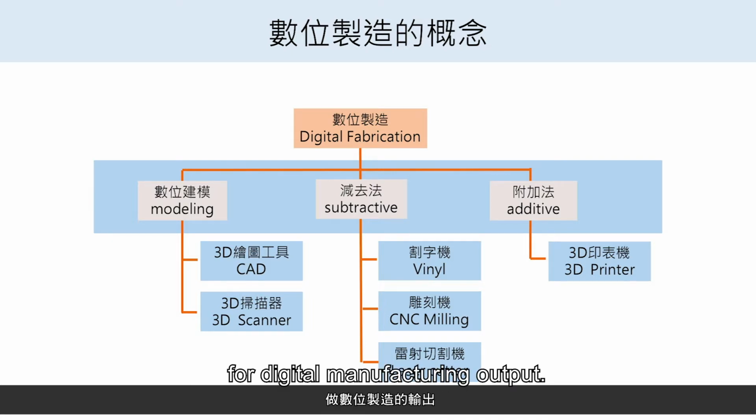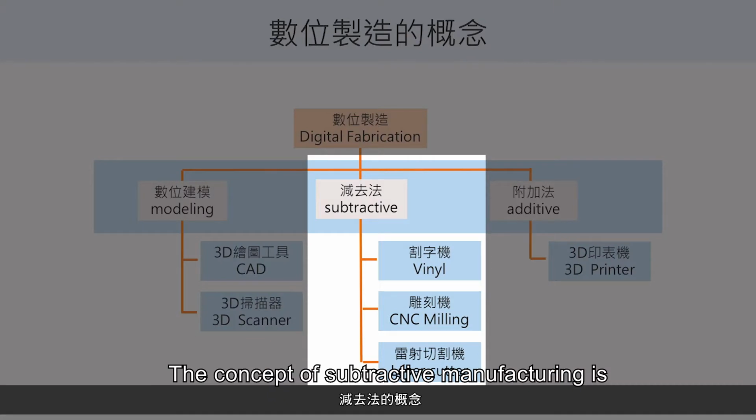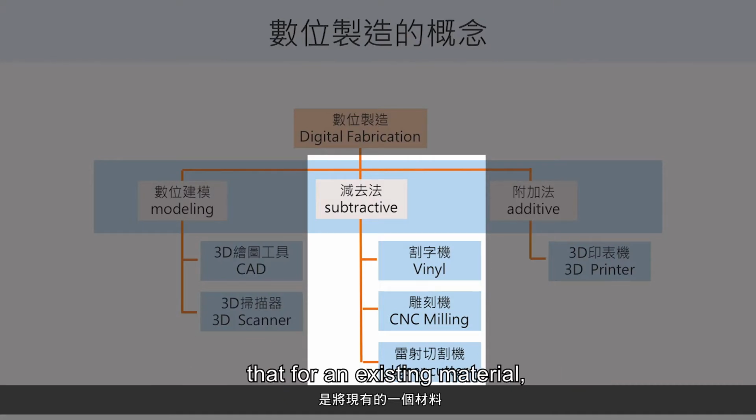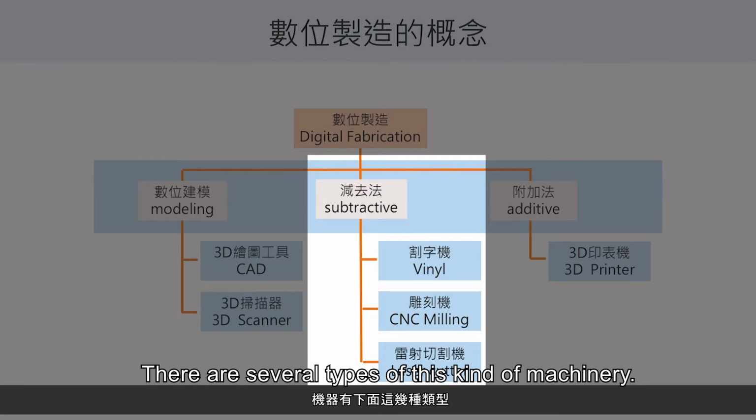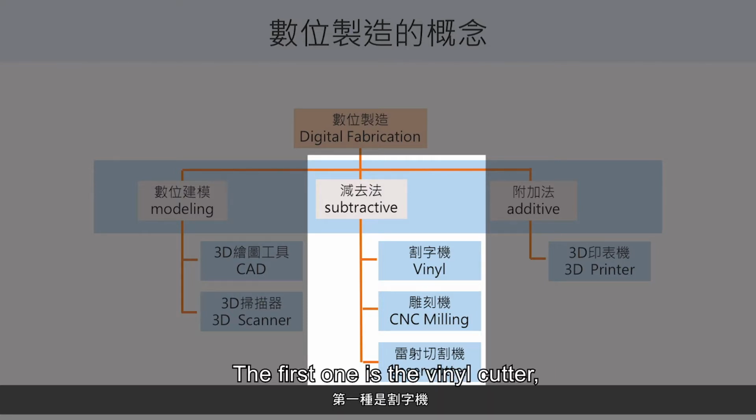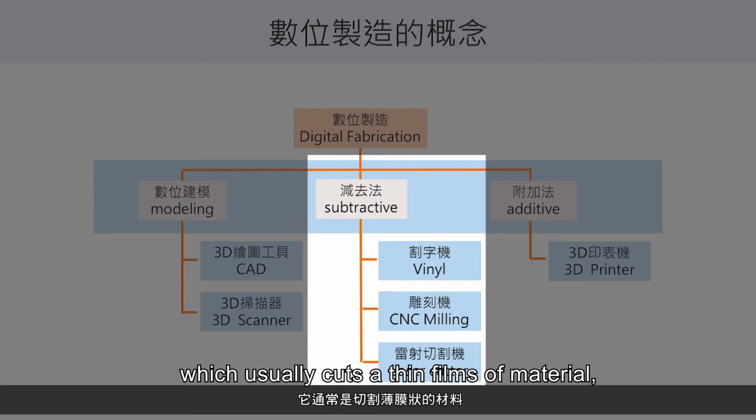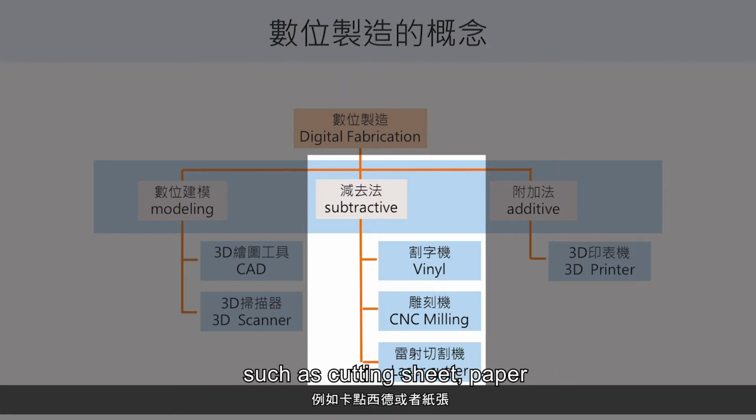For digital manufacturing output, the concept of subtractive manufacturing is that for an existing material, which can be a block or a plate, and through cutting methods, we cut out the shape from the existing material. This concept is a subtractive method. There are several types of this kind of machinery. The first one is the vinyl cutter, which usually cuts the thin films of material, such as cutting sheet, paper, or cloth materials. The second one is CNC milling.